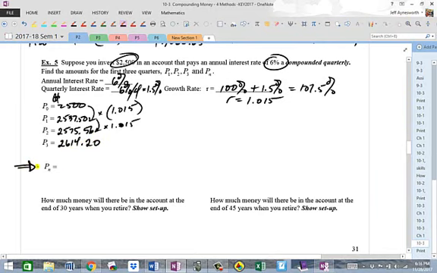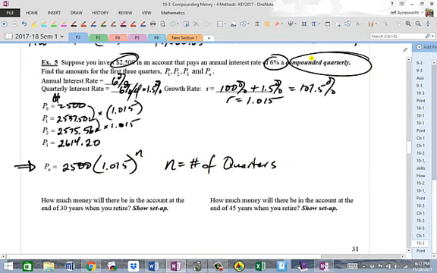And then again, the explicit function, or your exponential growth model, would be 2,500 times 1.015, there's your growth rate, to the nth power, where n represents the number of quarters. Why? Because we're doing it quarterly, right? Okay, so we're going to take this and apply it here.